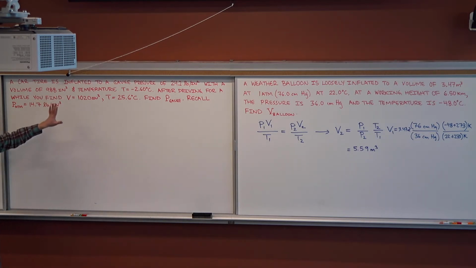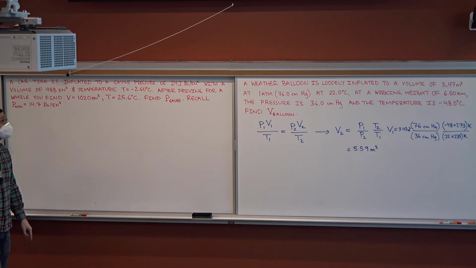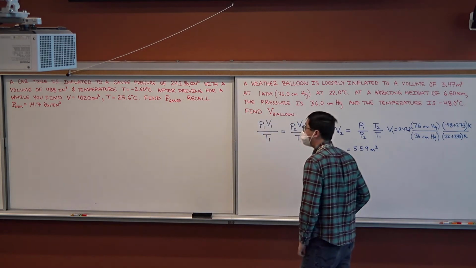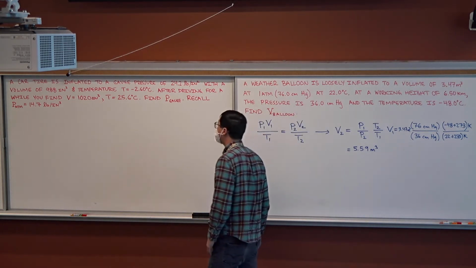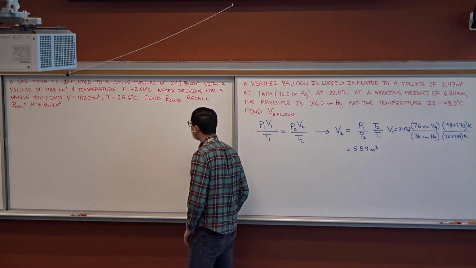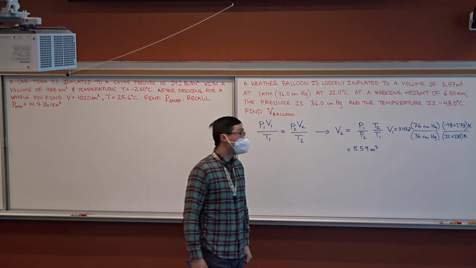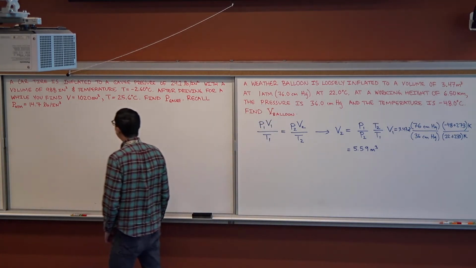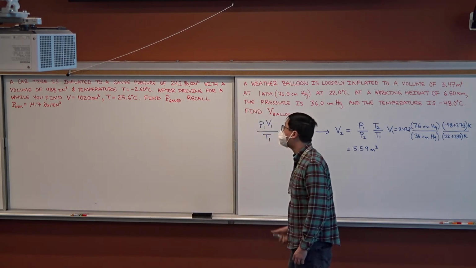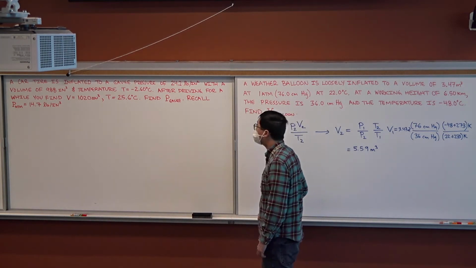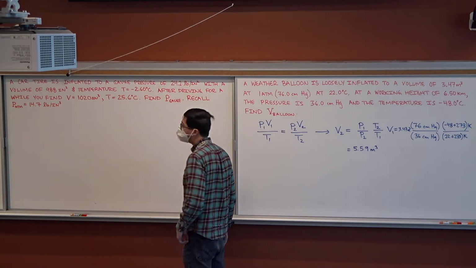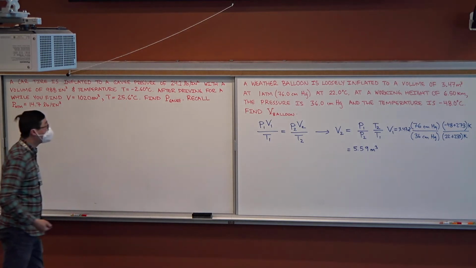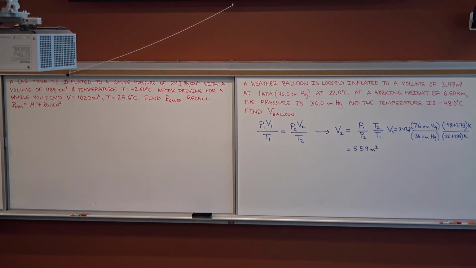A car tire is inflated to a gauge pressure of 24.2 pounds per square inch with a volume of 988 inches cubed and a temperature of minus 2.6 Celsius. After you drive around on it for a while, the volume of the tire expands to 1,020 cubic inches. The temperature of the air inside, which again we're going to pretend is an ideal gas, is 25.6 degrees Celsius, and we want to find the gauge pressure of the tire now.